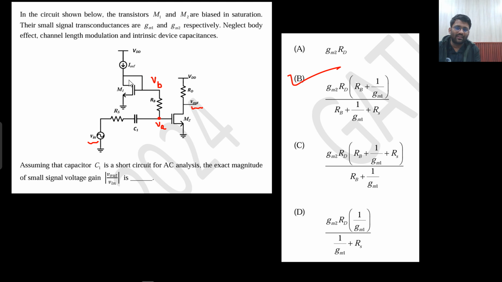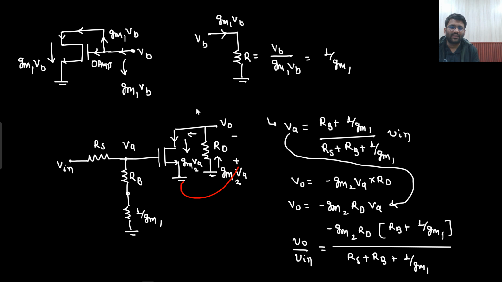You would see, sir, RB plus 1 by GM1 is there, so simply the drop would be there and then multiply with GMRD, that's it. Very easily you will be able to do it. These are all very standard circuits. So once you have reached this level, it will be simply a cakewalk. In the examination, it will not take much time. So this question is also clear, okay?